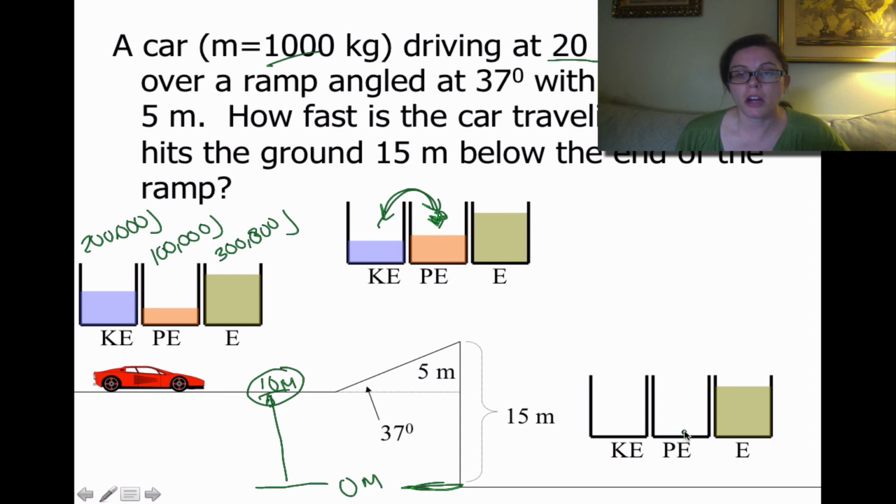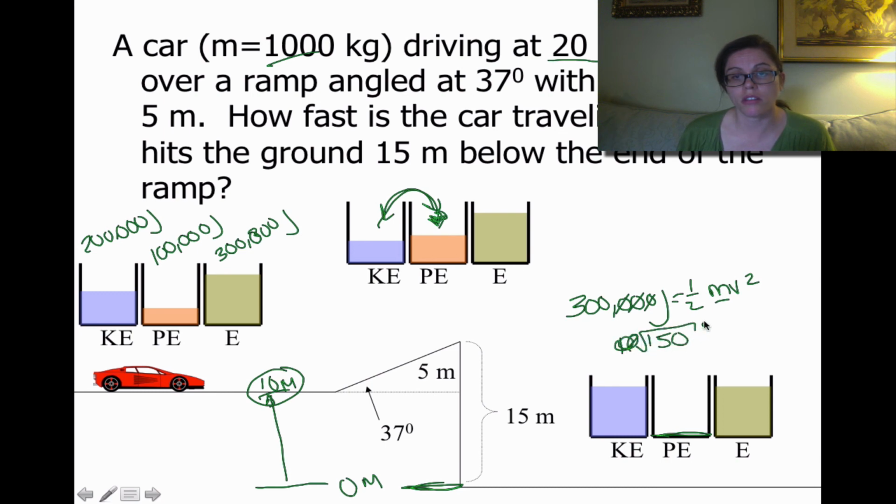So on the bottom, our potential energy is 0 because we're at the bottom. So everything is in the kinetic energy bucket. So we know that our total energy was 300,000 joules, and this is equal to 1/2 mv squared. So now we have the mass, which is 1,000, and 1/2 of this, so it's 150. Square root of 150 meters per second equals V.